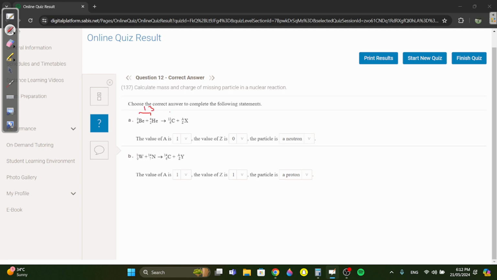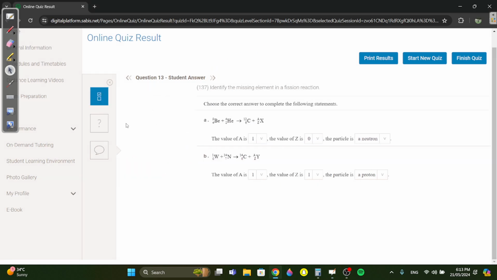9 plus 4, 13. We only have 12. What do you do? You have to add 1, right? So the value of A is 1. Then 4 plus 2, 6, and 6. Do they need to add? No. So Z is 0. Which one has charge 0, mass 1? Obviously, it's a neutron, right? Then here add them up: 15, and 14. So we need 1 here. 7, and 6. What do I have to add? Here I have to add 1, right? So I have 1, 1. And what's 1, 1? That's a proton, right? So 1, 1 proton.